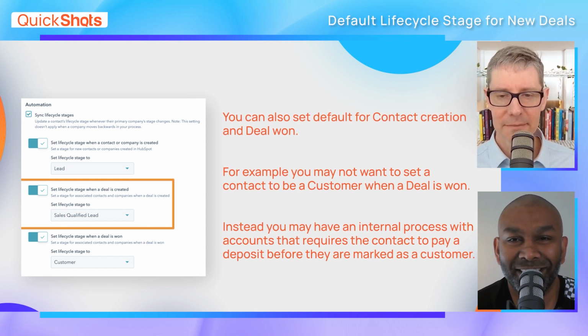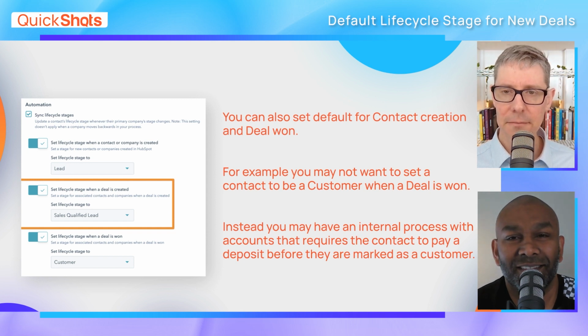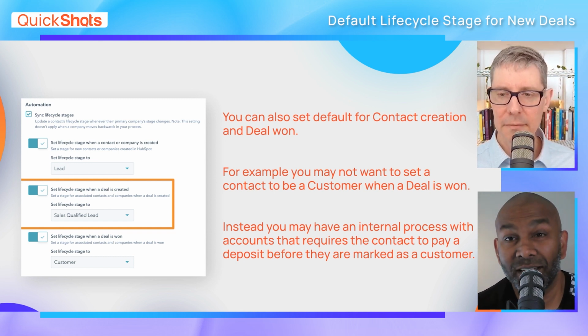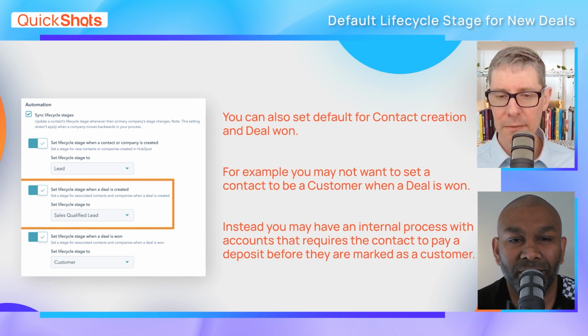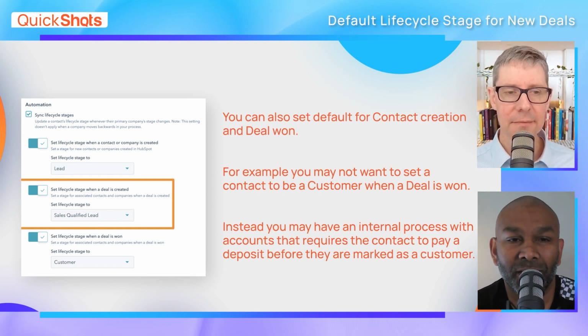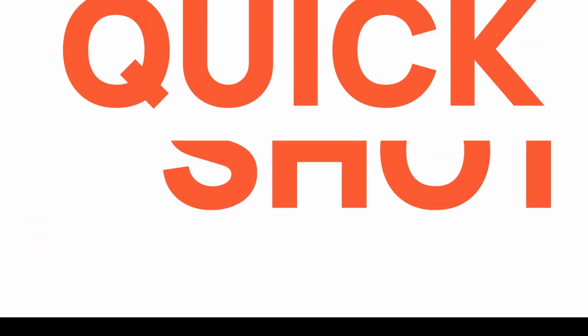Now, listeners, please note, and it says this everywhere, once the lifecycle stage goes forward, it doesn't go backwards. So just be aware of that. You can change it manually, or you have to clear the property in a workflow before you set it if it does go backwards.